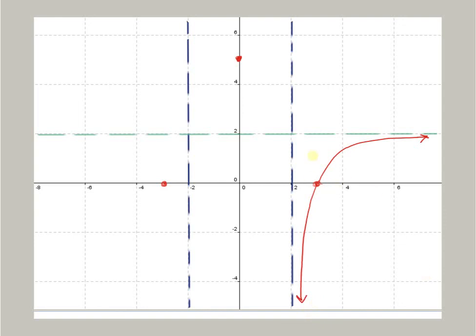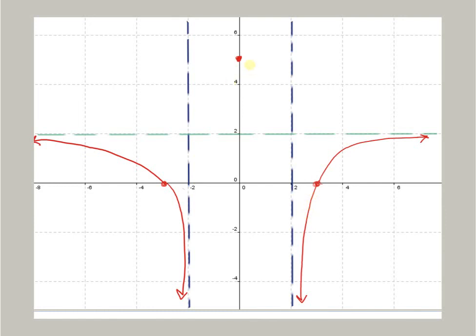It's not going to bounce off. Unlikely for it to bounce off. If we wanted to be really sure, we could test the point 2.5 and just see what that value is. More than likely it's negative, so I'm going to stick with the negative for now. And the same thing happens over here. We're bounded to the right by this vertical asymptote. We're bounded above by this horizontal asymptote. And so we get this general behavior for the graph.